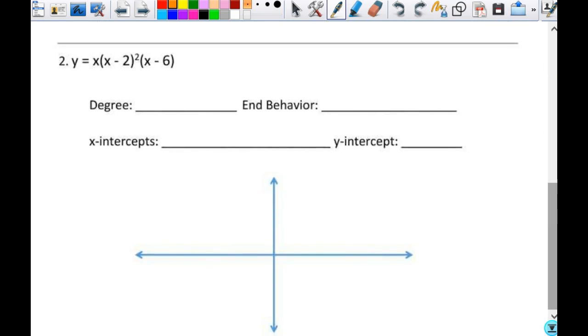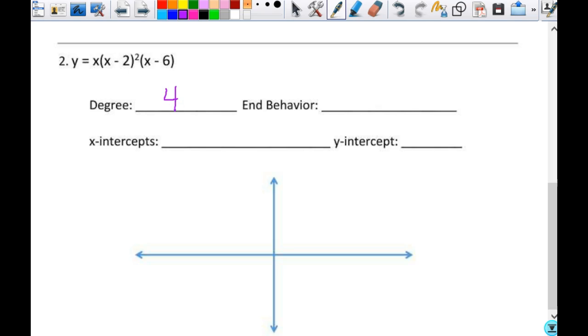So, let's look at this one. We'll just start by filling in these blanks and make sure we hit everything else, because these don't go in the same order that the list is. But what's the degree of this polynomial? What do you think? How many x's do you see? Do you see 3? How many are there really? 4, right? So the degree is 4.